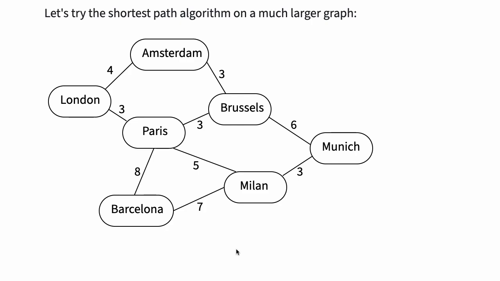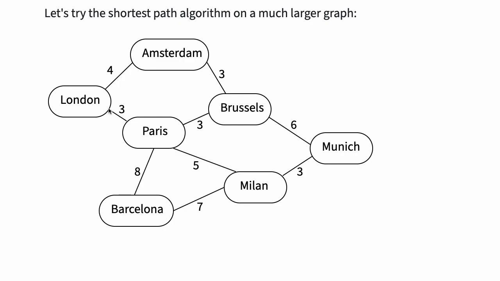The next node is Milan. Milan's neighbors are Paris, Munich, and Barcelona. The distance to Paris via Milan is 8 plus 5, which is 13. Paris already exists, so we compare the calculated distance to the existing distance. 13 is greater than 3, so Paris's distance stays unchanged at 3.